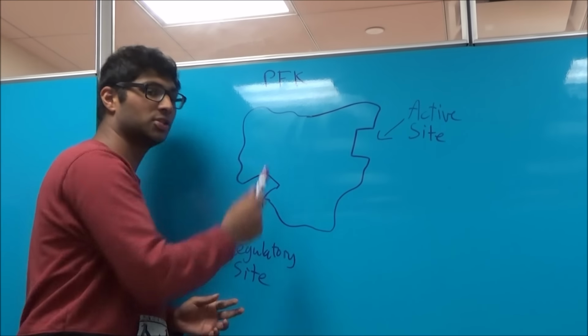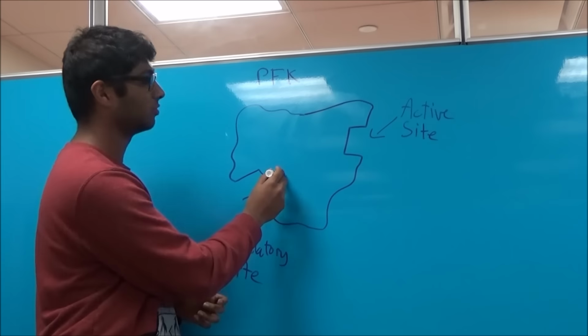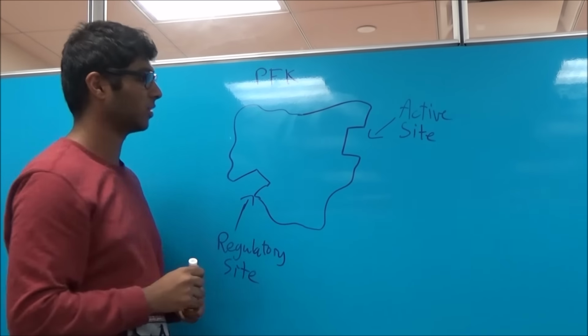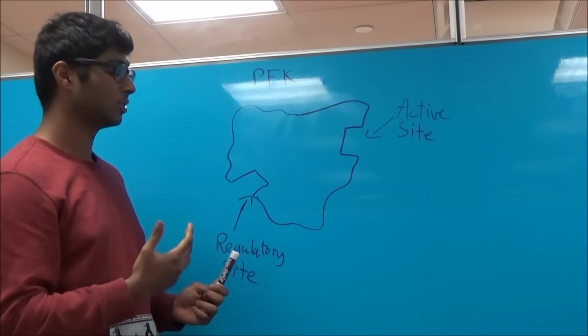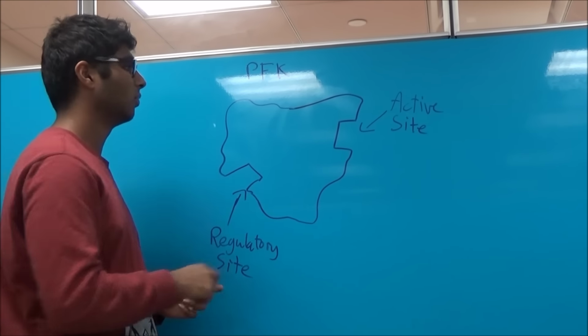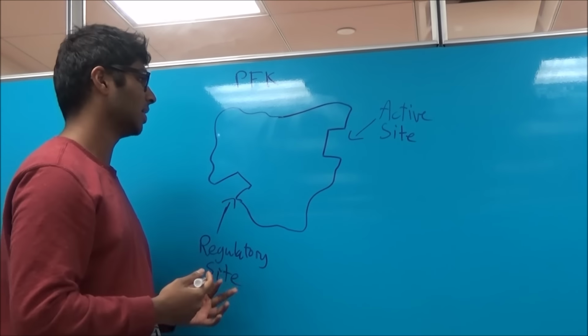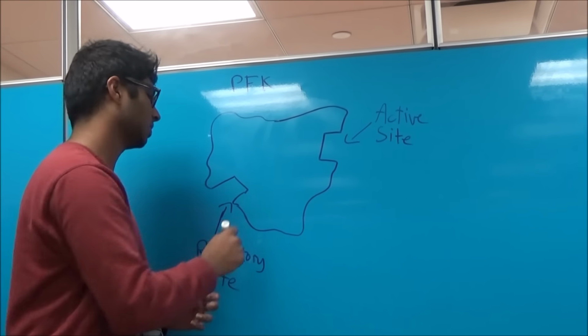So this is the third step of glycolysis. It's the rate determining step. This is the enzyme phosphofructokinase, abbreviated as PFK. And phosphofructokinase has two sites on it. One is the active site and one is the regulatory site. In both these sites, ATP binds to each of these sites.